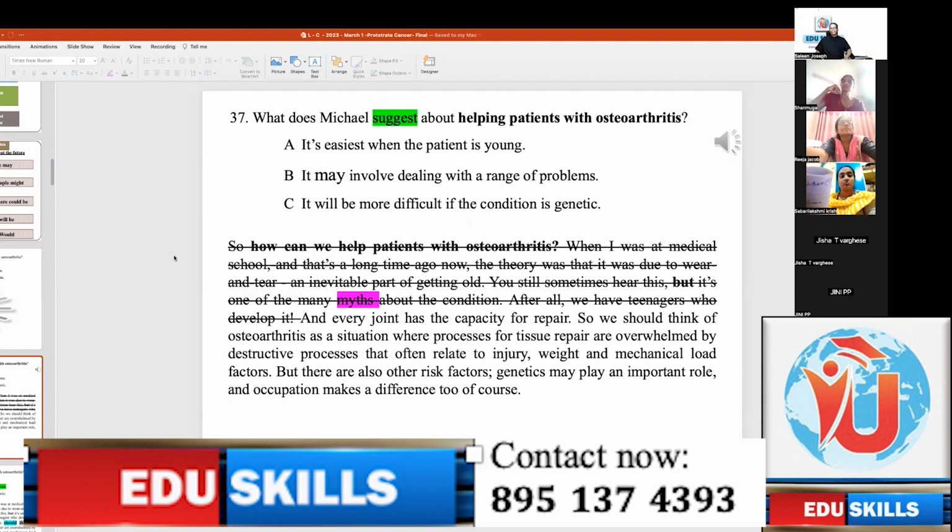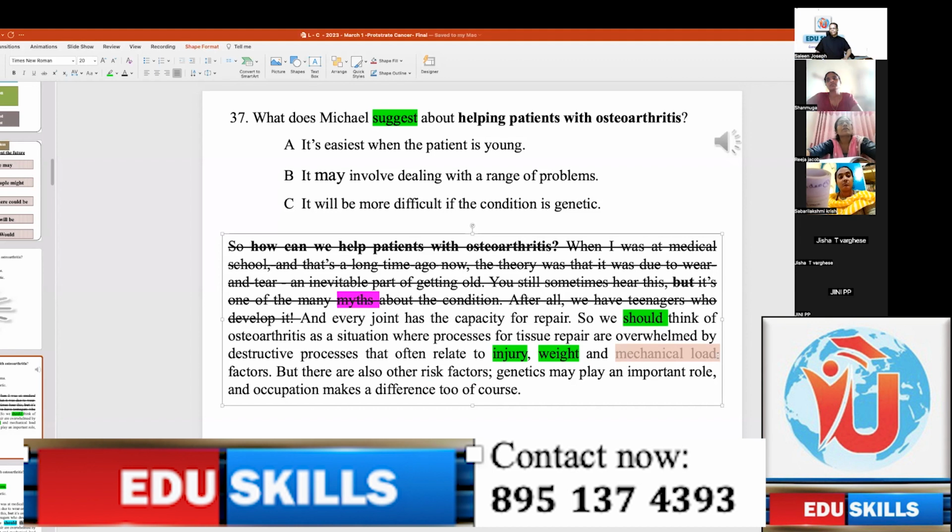He has rejected that argument. So what does it suggest? That cannot be his suggestion at all. So what happens next? And every joint has a repair capacity. Now, here you have a modal verb: should think of osteoarthritis as a situation where processes for tissue repair are overwhelmed by destructive processes that often relate to injury, weight, mechanical load. Then other risk factors like genetics. Okay, so one, two, three, four, occupation, next one. So these are the different risk factors given after should. One, two, three, four, five.